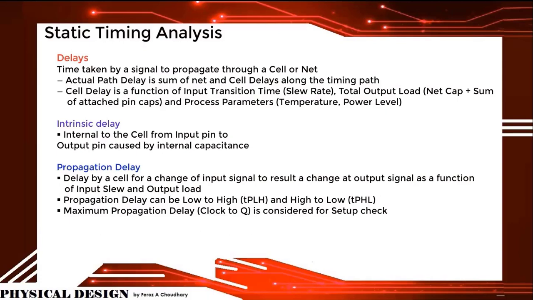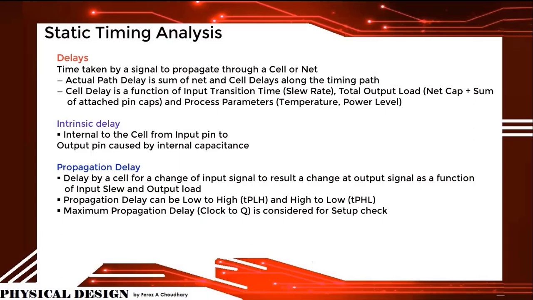Delays. Time taken by a signal to propagate through a cell or net. Actual path delay is sum of net and cell delays along the timing path. Cell delay is a function of the input transition time, that is slew rate, the total output load, that is net cap plus sum of attached pin caps, and process parameters such as temperature and power levels.